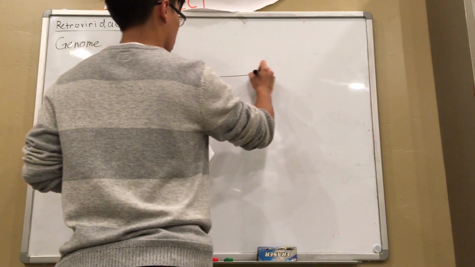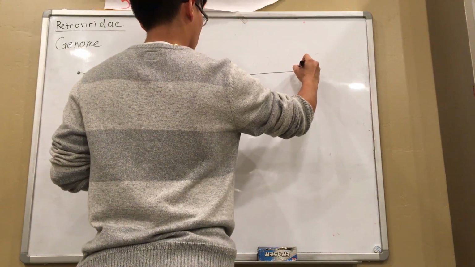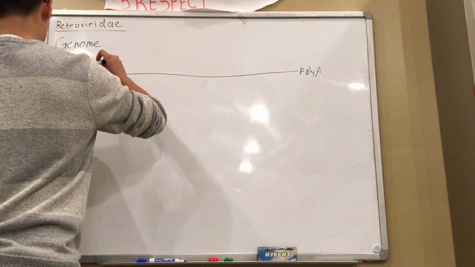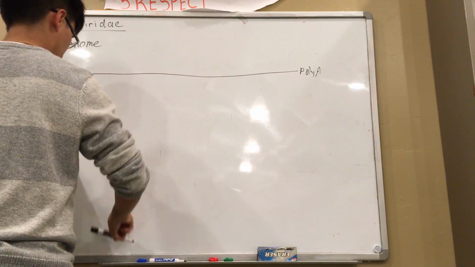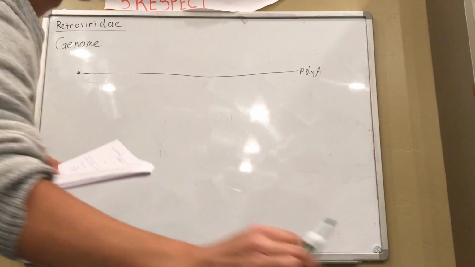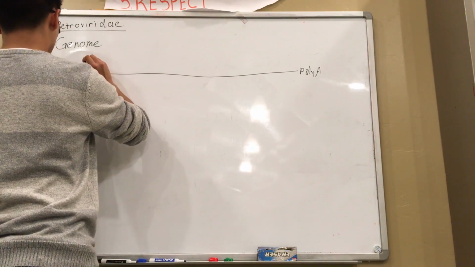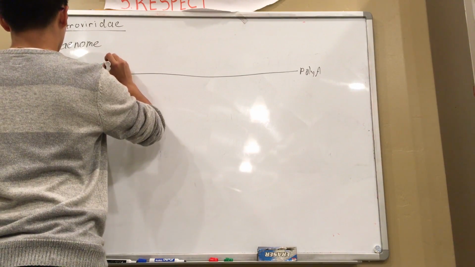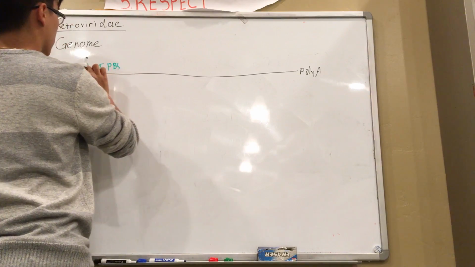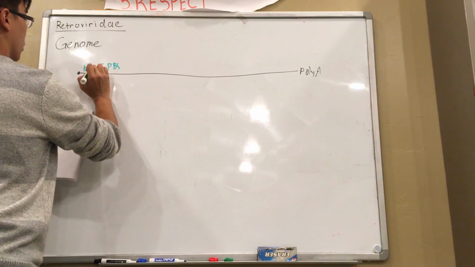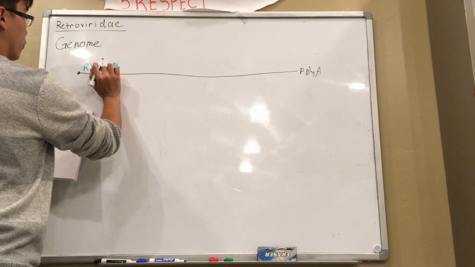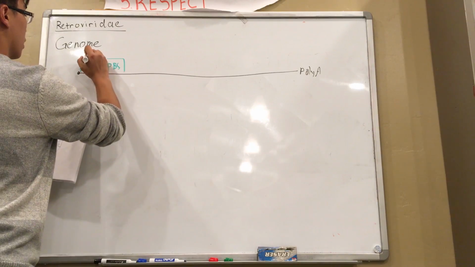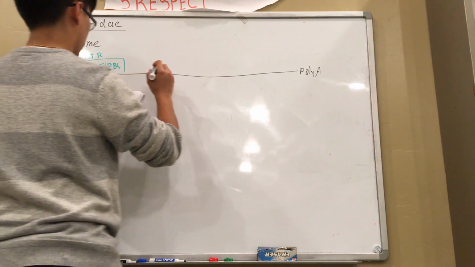What does the genome look like? Here's its genome. Poly A. And there are different features to it. The long terminal repeats consist of a repeated sequence and an untranslated region. The 5 denotes that it's to the 5' side, and then a primer binding site. This is the LTR.